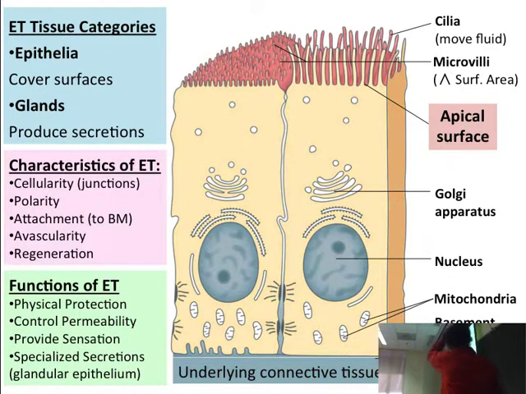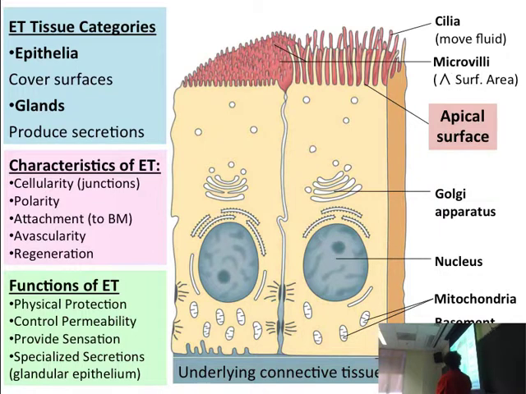Let's look at the generalized structure of an epithelial cell. So the tissue categories that I showed in the first slide, the outline, were within epithelia. There are epithelial cells, which are the covering cells of a layer, or some sort of layer, and then the glands. And glands produce secretions.